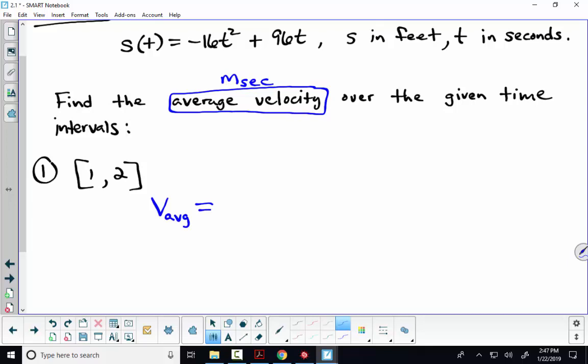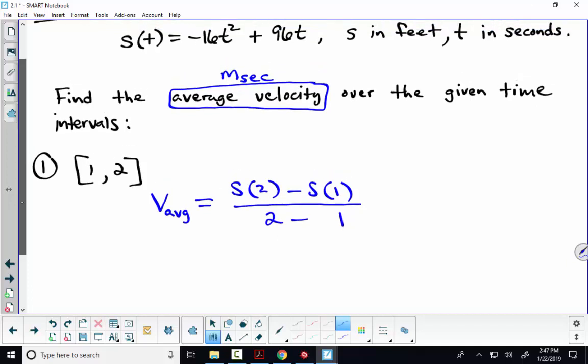So again, we need to measure the change in the function. So that's the position at time 2 minus the position function at time 1, all over 2 minus 1. I'll take a moment, hopefully more than a couple of us can calculate this and verify. Negative 60.